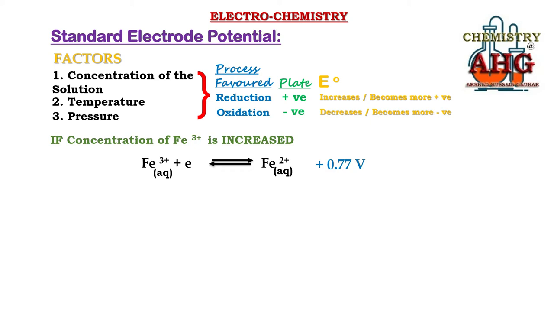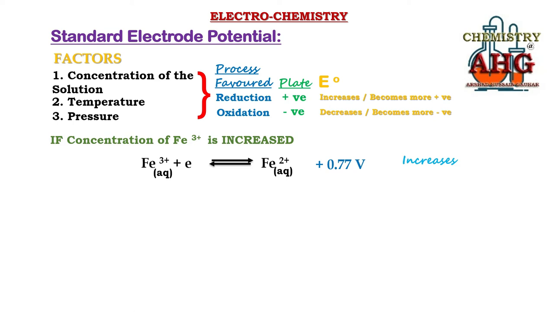When equilibrium is shifted toward the right-hand side in the forward direction, which process will be favored? The process of reduction. Why reduction? Because Fe3+ is changed into Fe2+. So it has become very simple for you to predict what will happen to the numerical value of standard electrode potential. Since you have identified that reduction will take place, it is obvious that the numerical value of standard electrode potential would increase, it would become more positive, it would become greater.